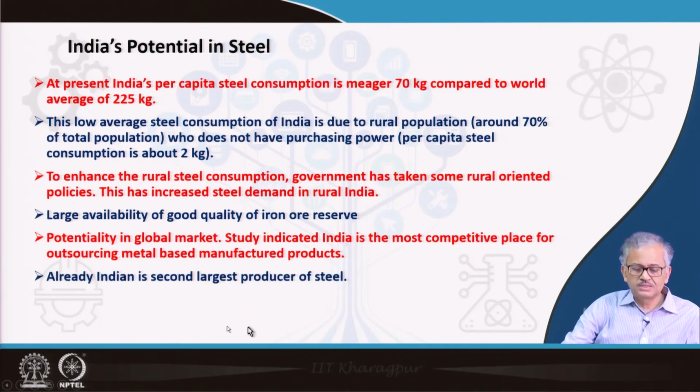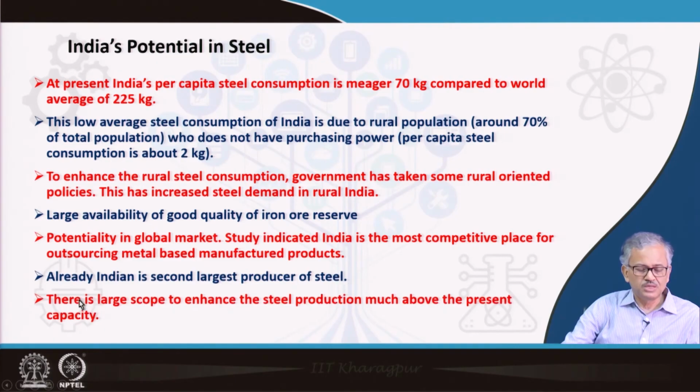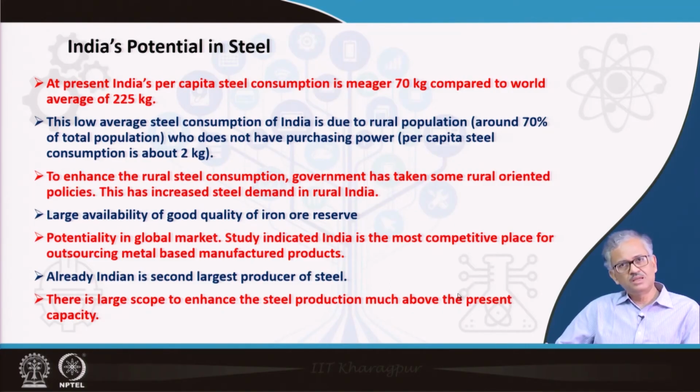And already India is the second largest producer of steel. So, there is a large scope to enhance the steel production much above the present level. Government has targeted 300 million tons by 2025. So, soon we should reach the 200 million ton target, then 300, and then we have scope to go to 1000 million tons also. If China can produce it, we can also produce at least 500 million tons. Okay.